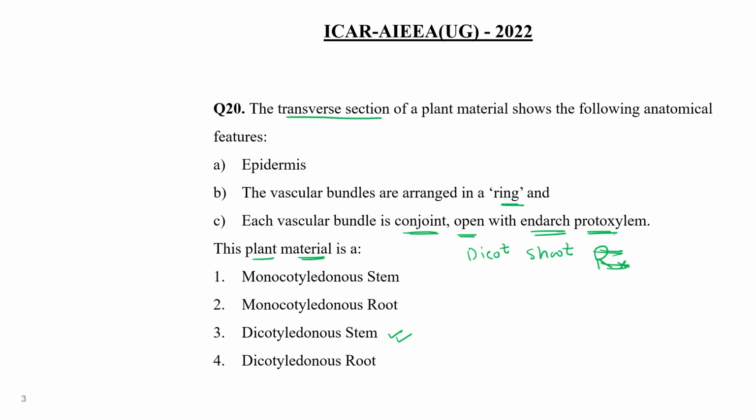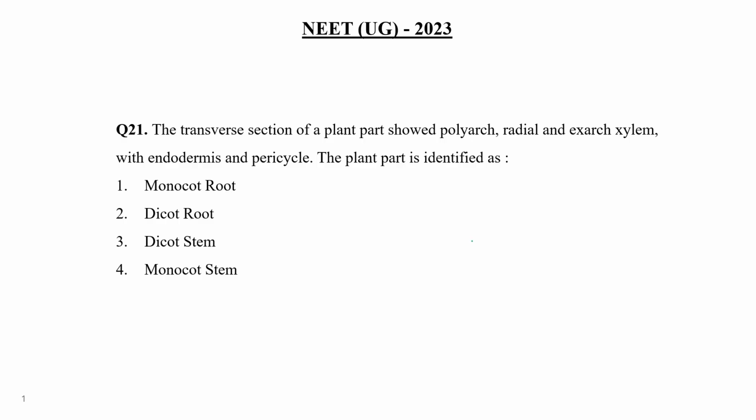Clear? So this is how we can analyze, and conjoint and in a ring structure they are formed, right? So these features all belong to dicot stem. Next question. Transverse section of a plant part shows polyarch, radial and exarch xylem condition with endodermis and pericycle. Please identify the plant part. You just take again 5 to 10 seconds, then we will discuss the right answer.